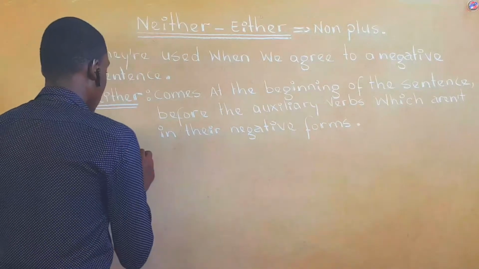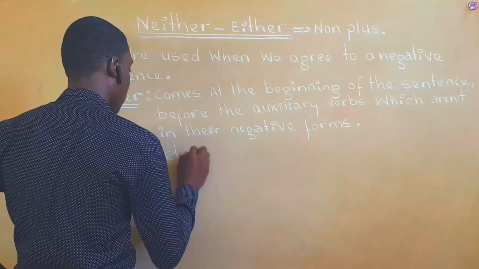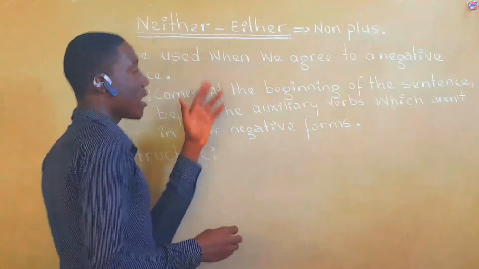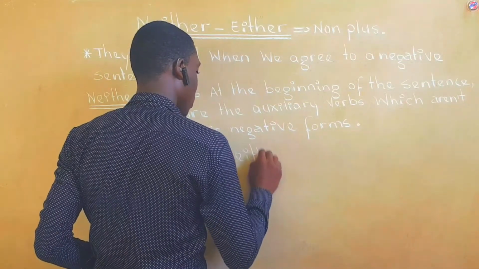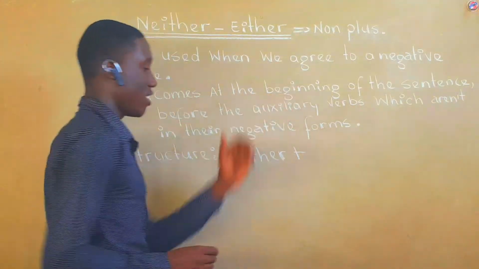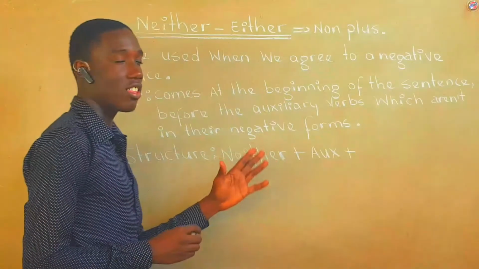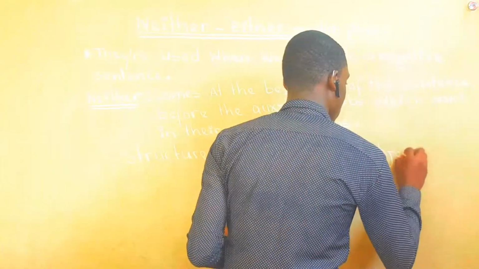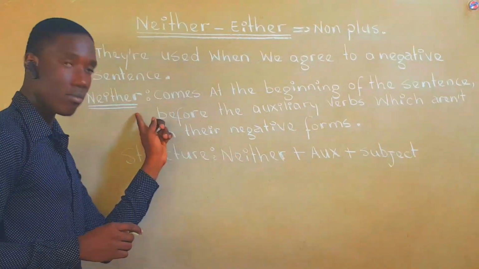The structure for neither: neither plus the auxiliary verb plus the subject pronoun. This is the structure of neither.